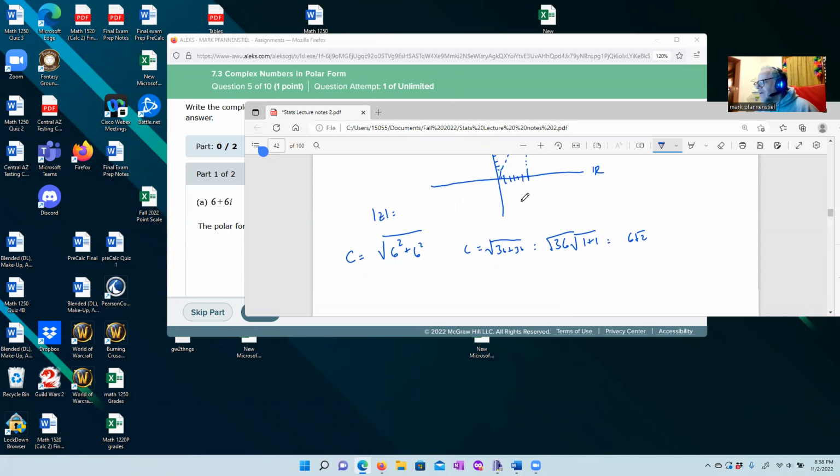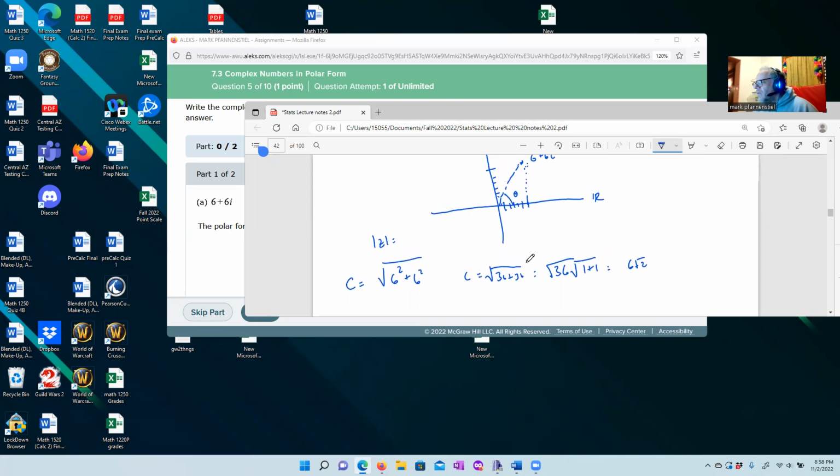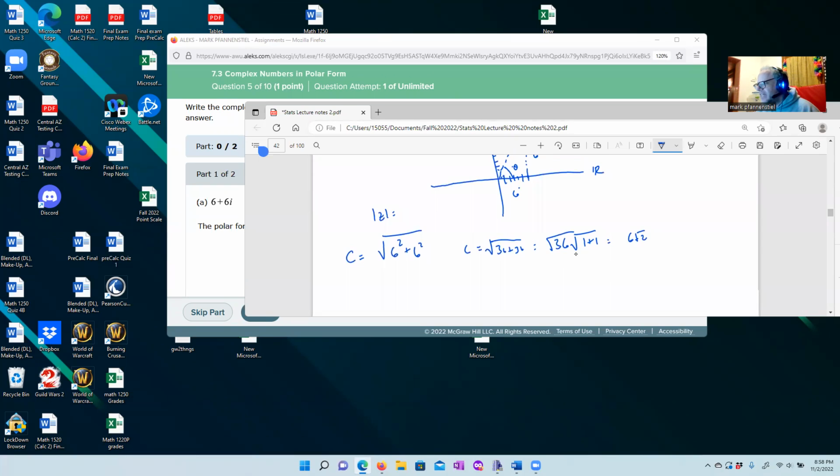Then we have to figure out this angle, because we want the polar form of this thing. We need that angle. If I'm looking at this as a triangle, and I suggest that you do, we need a trigonometric ratio that relates the opposite side and the adjacent side to this angle. What trigonometric function will do that? You say, oh yeah, tangent.